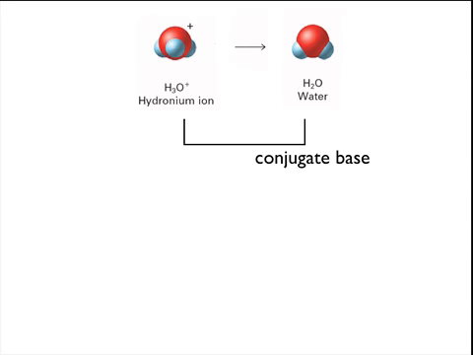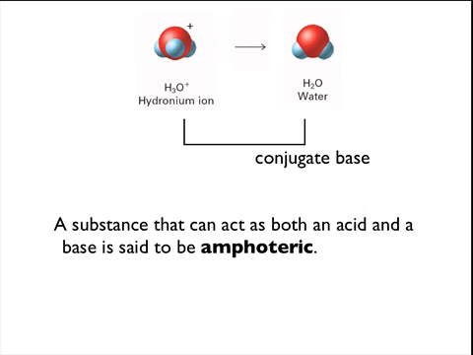So here we have a hydronium ion, and water is the conjugate base of hydronium. But water could also have a conjugate acid. So a substance that can act as both an acid and a base is said to be amphoteric, and water is amphoteric. In fact, water is the perfect combination of an acid and a base because you can take one hydrogen off of the water molecule and you have H+, and the other part is OH-, so it's made of both an acid and a base.